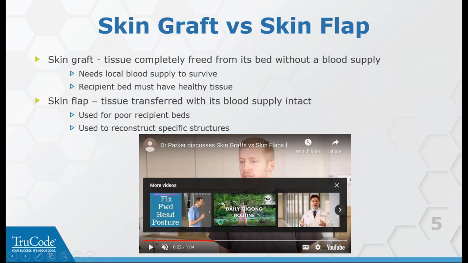It's going to be our most used graft, and it's commonly used for large wounds and burn treatment. It can be used under unfavorable conditions, and it generally has the best take.